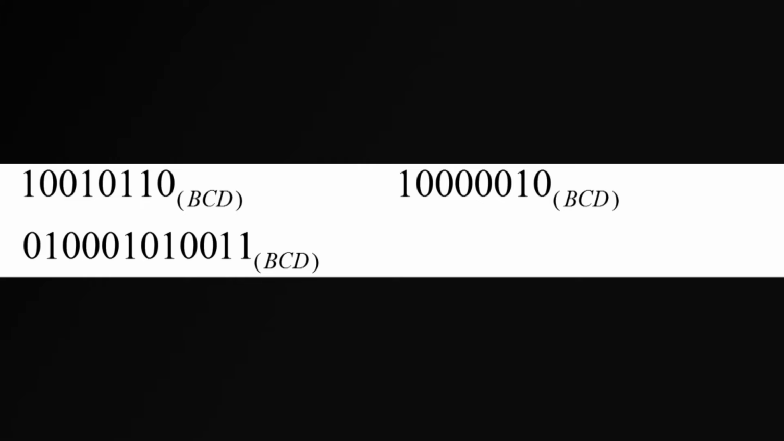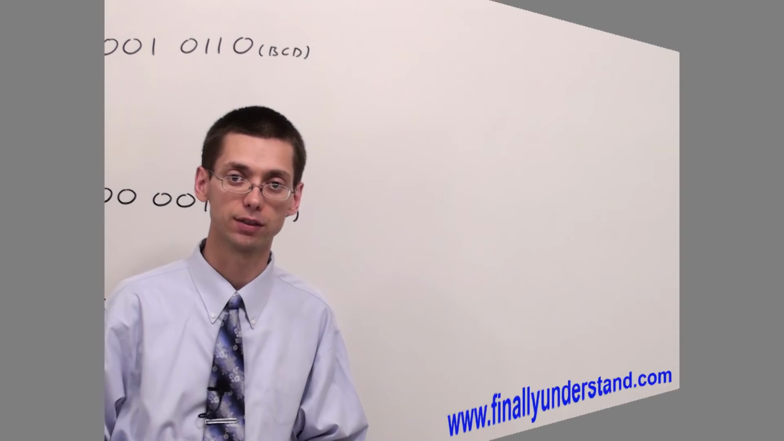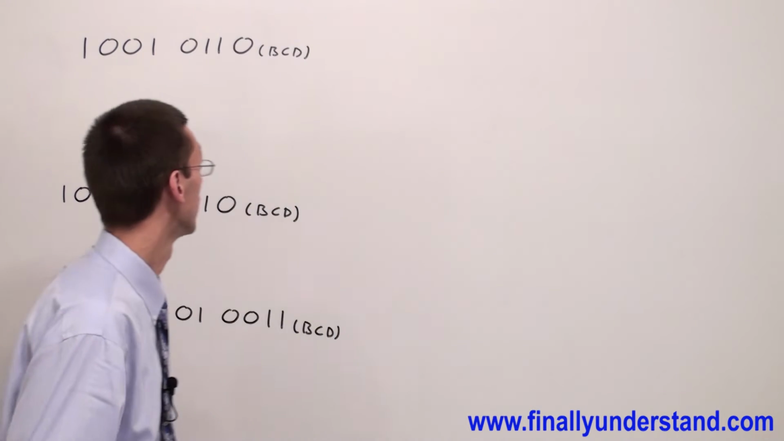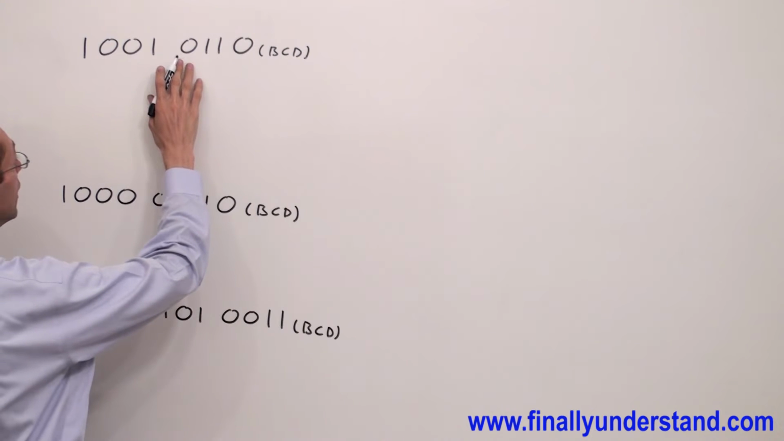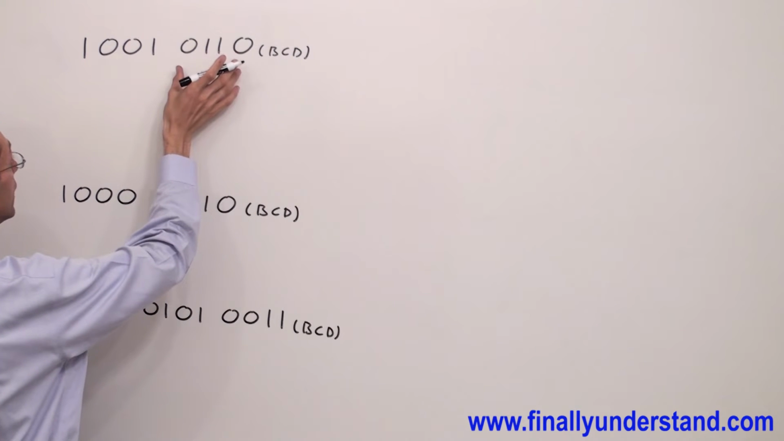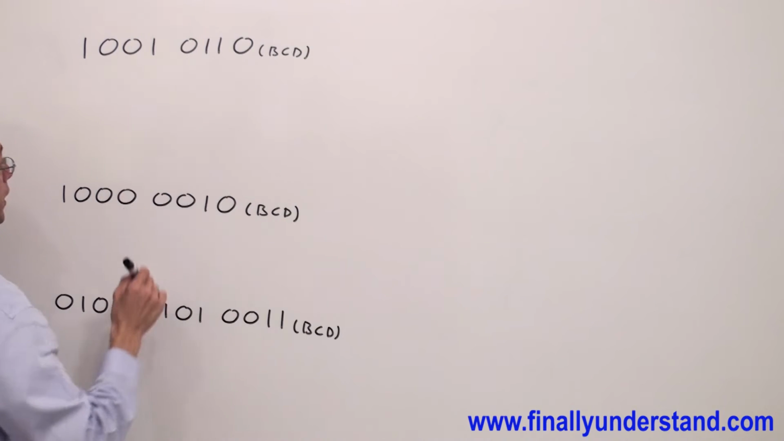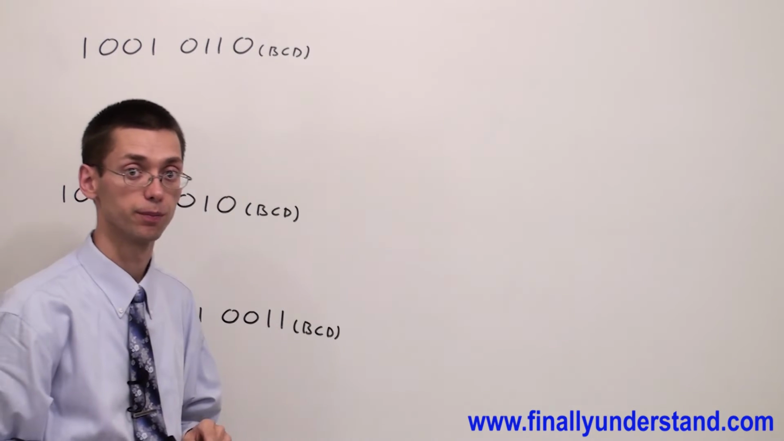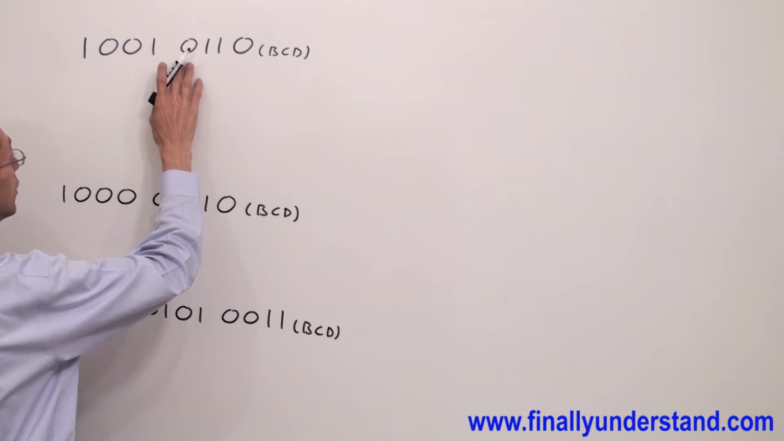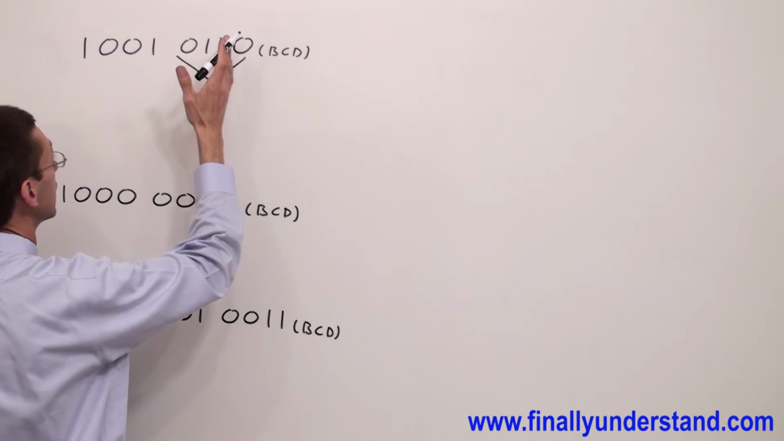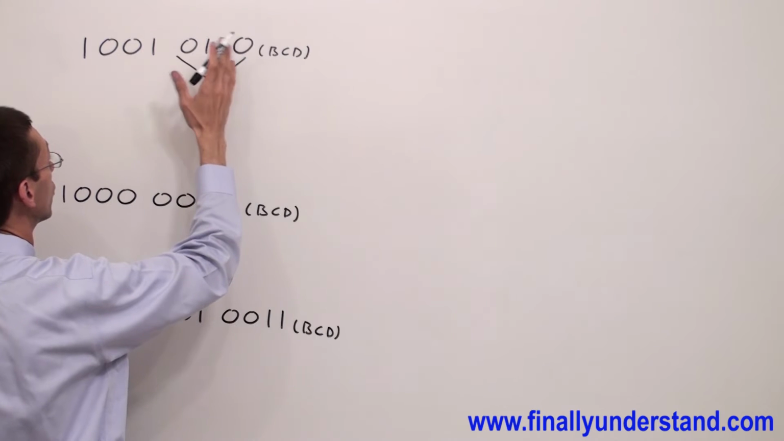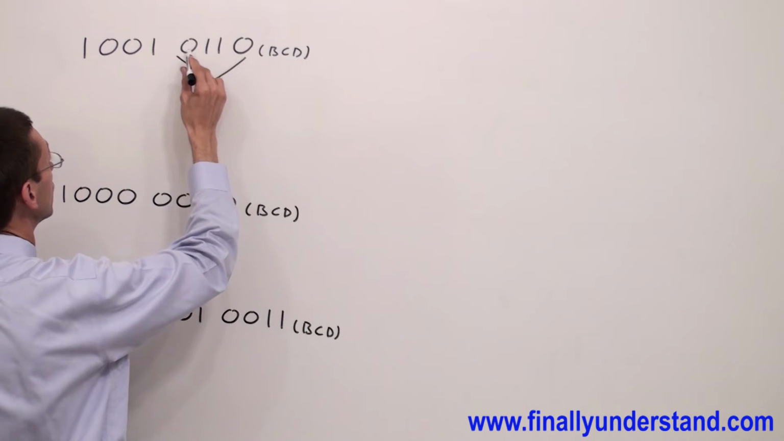Now we're supposed to convert the BCD code, binary coded decimal, to decimal. In order to do so, we're supposed to convert every 4 binary bits to 1 decimal digit. So I have 4 bits. Remember, I always start counting bits from the right side. So I have 1, 2, 3, 4.